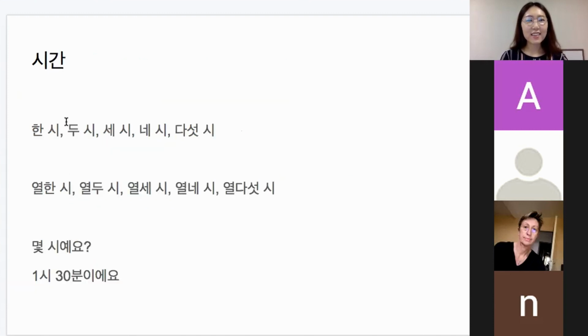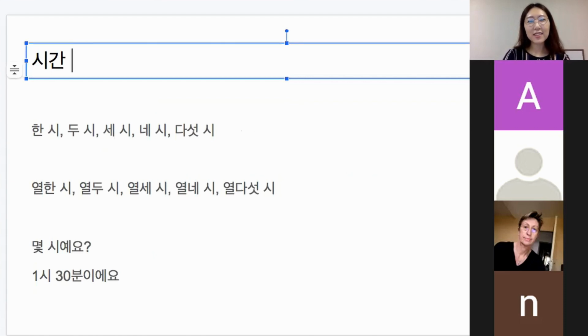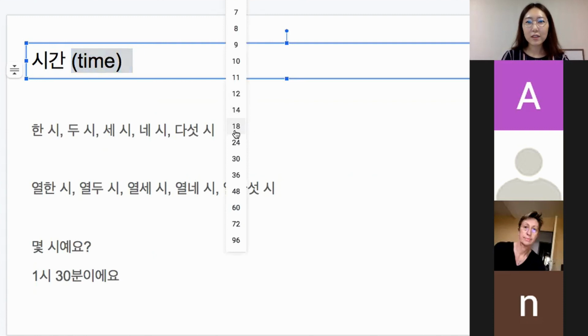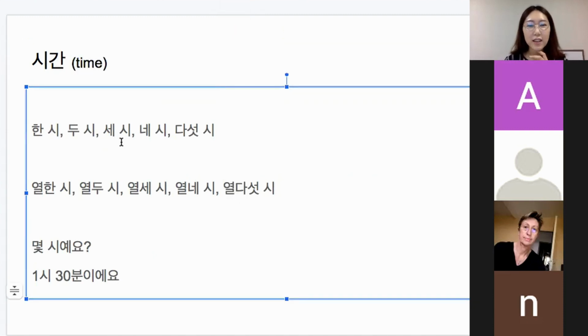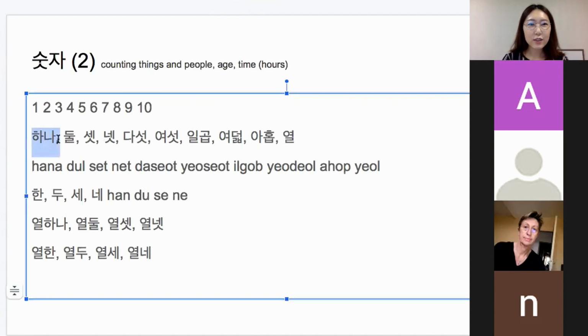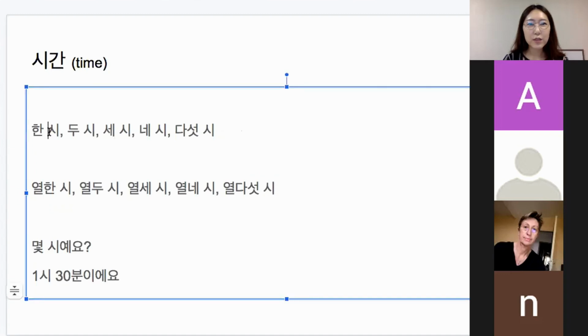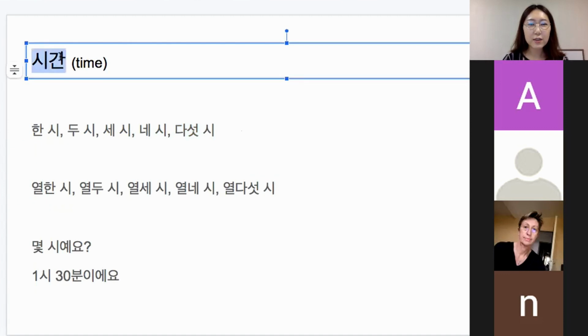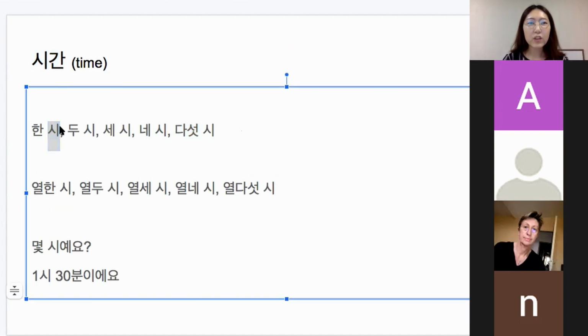Back to more. Okay. And 시간 is time. So when we talk about the time, we use the second part. 하나, certain way 한, right? So when we say time, we use certain way. So 1 o'clock, 2 o'clock, 3 o'clock, 4 o'clock, 5 o'clock. So we add 시 because time is 시간.